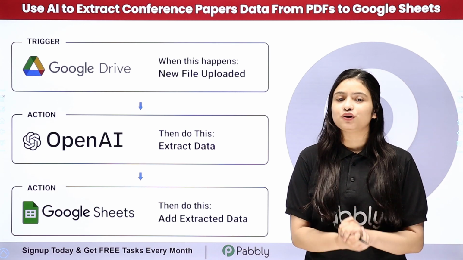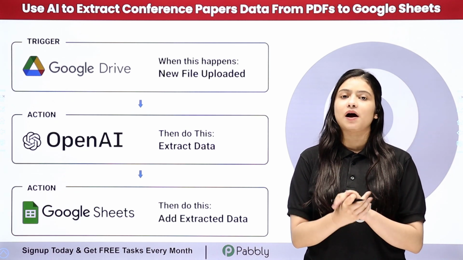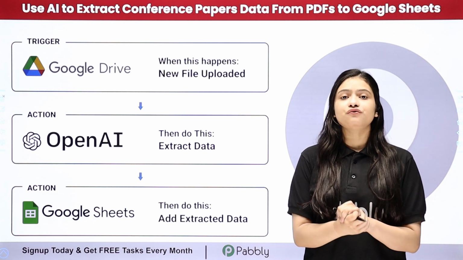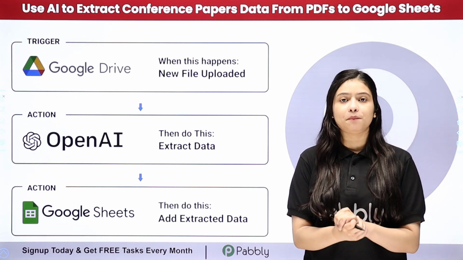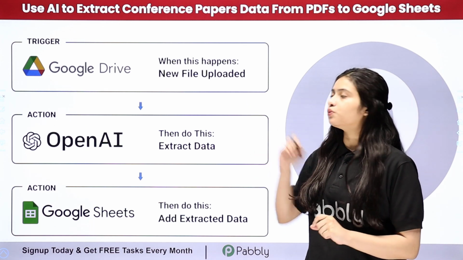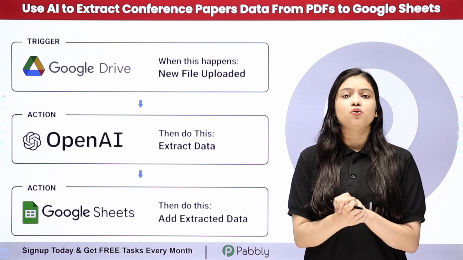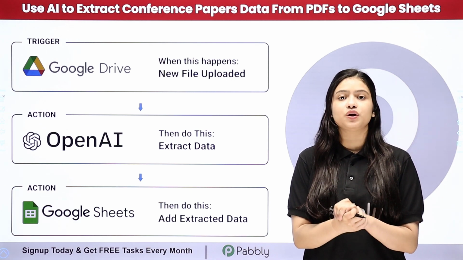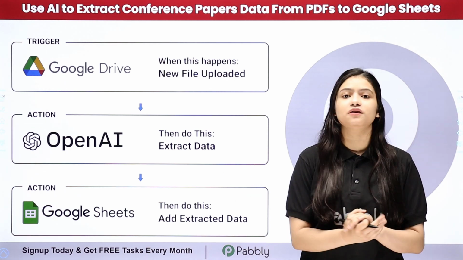Therefore, I have decided to automate this entire process with the help of Pabbly Connect and my AI agent, that is OpenAI. So now every time a new file of the conference paper is uploaded in PDF format in my Google Drive folder, my OpenAI is automatically going to extract the necessary details from that PDF and add the details systematically in my Google Sheets.